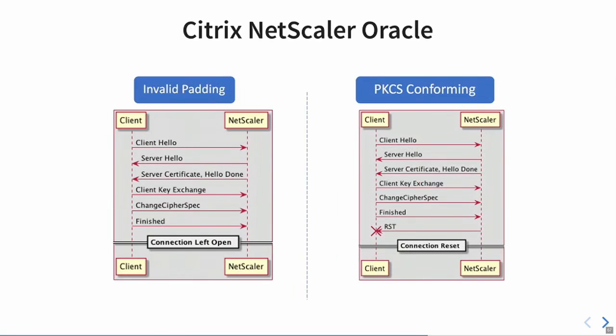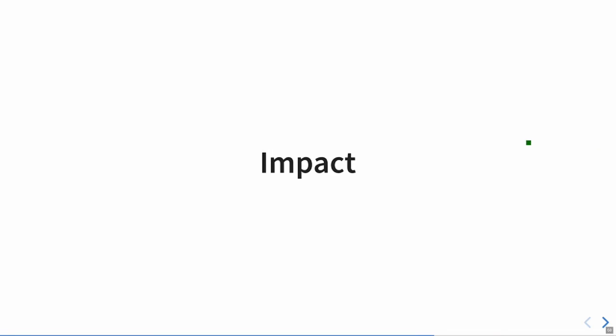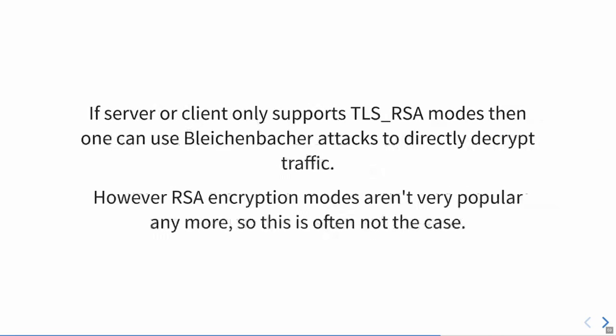And just as one more example, with the Citrix NetScaler, this one we would send the full exchange and the connection status would again indicate to us whether or not we had valid padding. So what is the impact of this? You would assume, okay, we can decrypt messages. That sounds pretty bad, but in practice it's a bit more complicated.